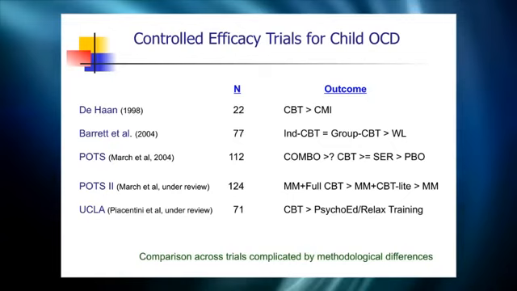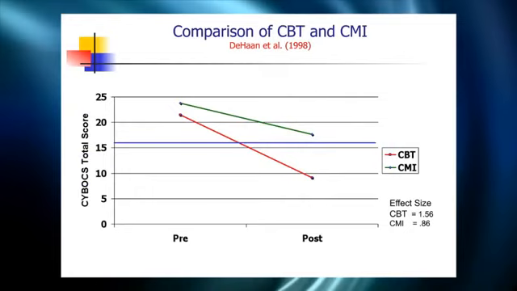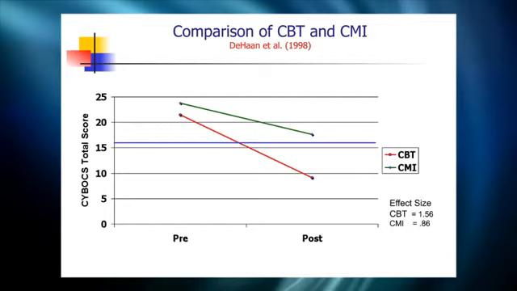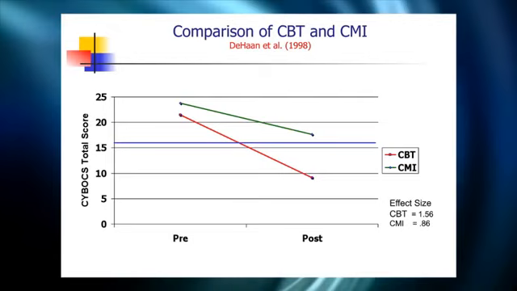I'm just going to give you a couple of details. This is the DeHaan study. This blue line that you can see is the cutoff for clinically significant OCD. So a CY-BOCS score of 16 or greater is typically used as an entry into treatment studies. This was a study of clomipramine medication versus CBT. You can see the CBT did really well.